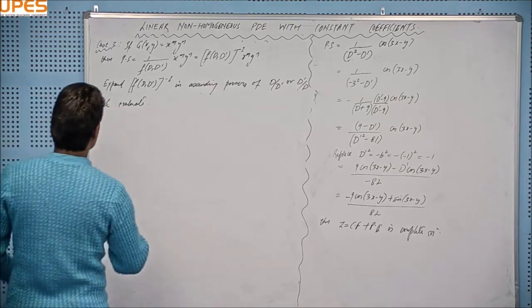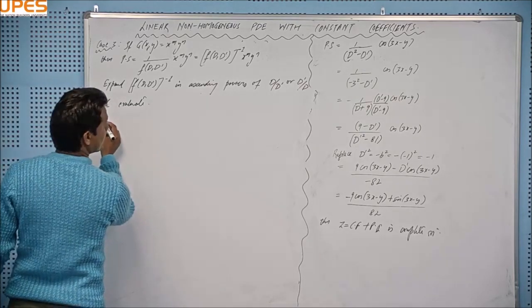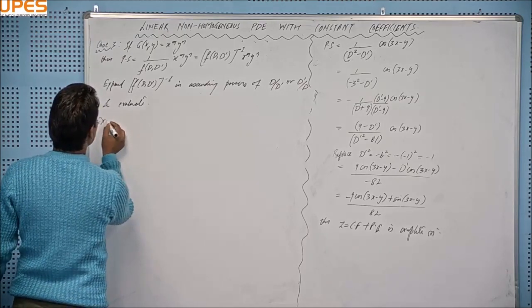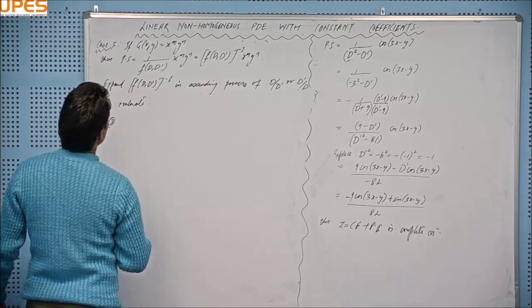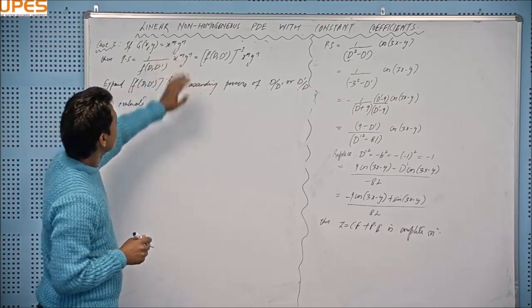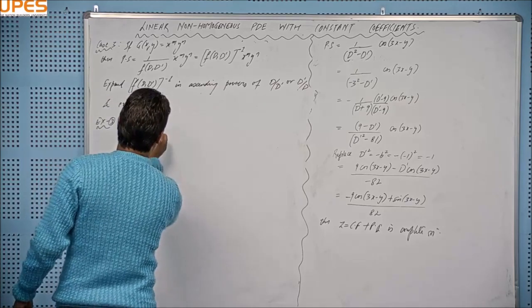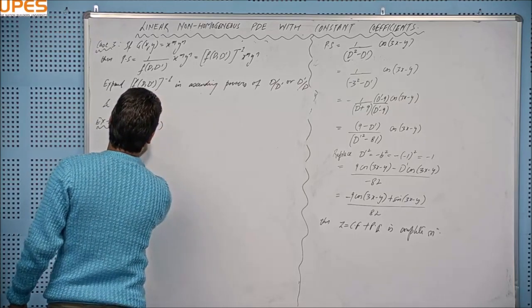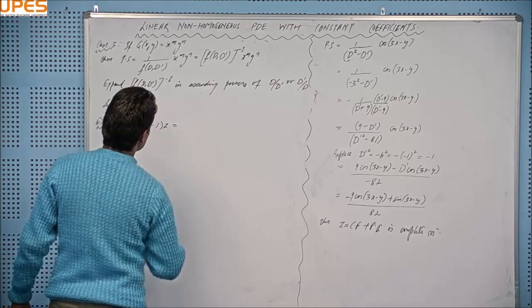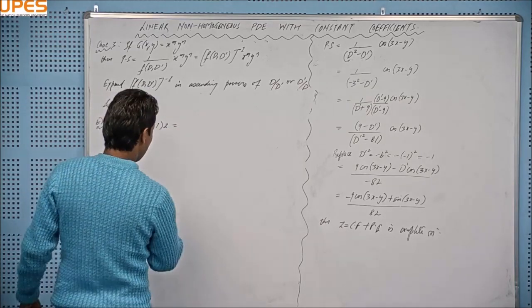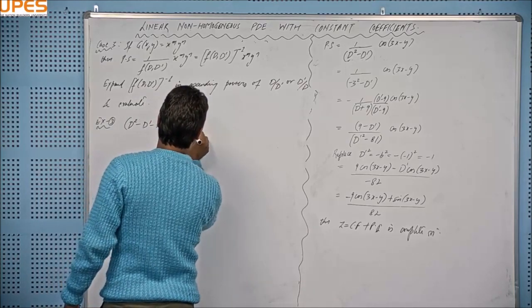Okay, so let me take an example of this. Example number 3. The right hand side should be of this nature. Let me take (D square minus D dash minus 1) z is equal to, and the right hand side can be taken as x square y or x y cube, anything. Let me take x square y.